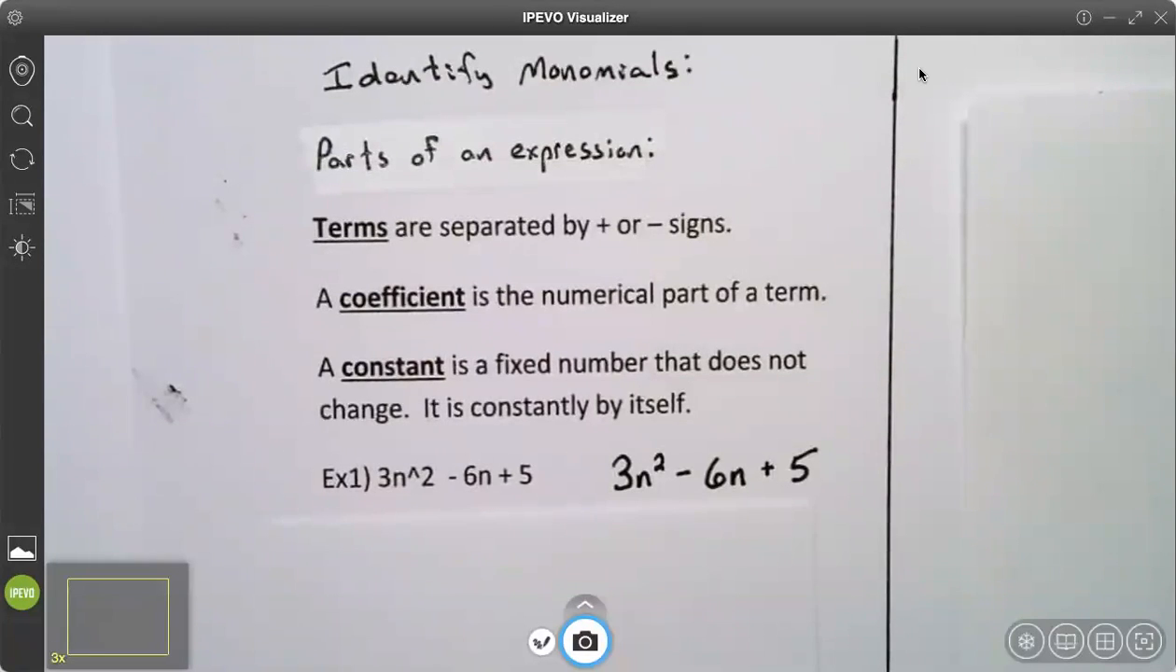This video is on identifying monomials. We're going to start with the parts of an expression. We're going to talk about three parts of an expression: terms. Terms are separated by plus or minus signs.